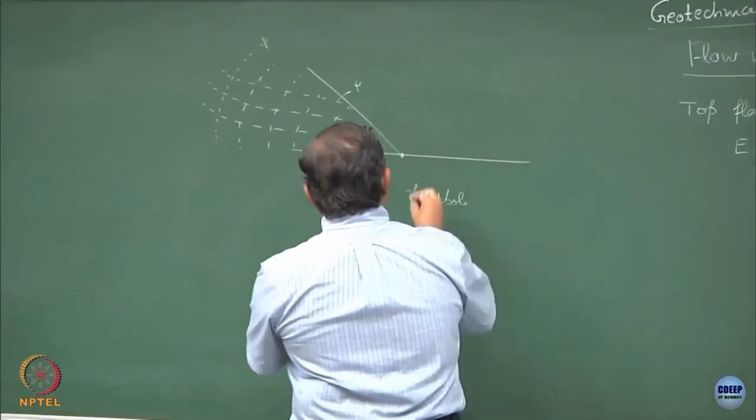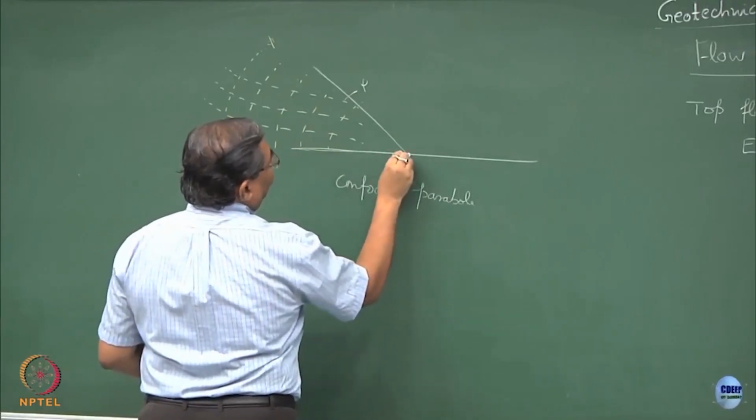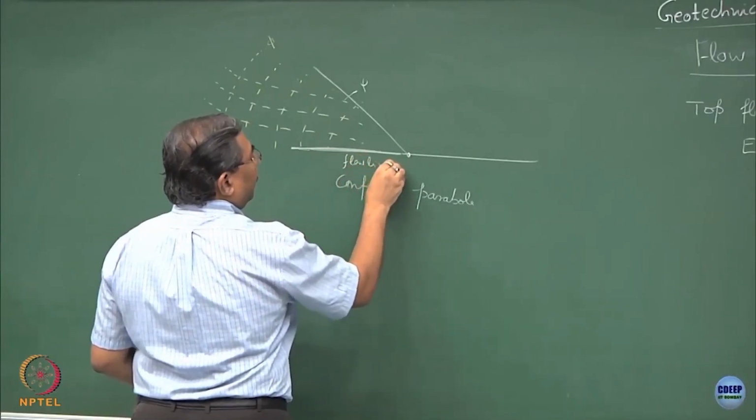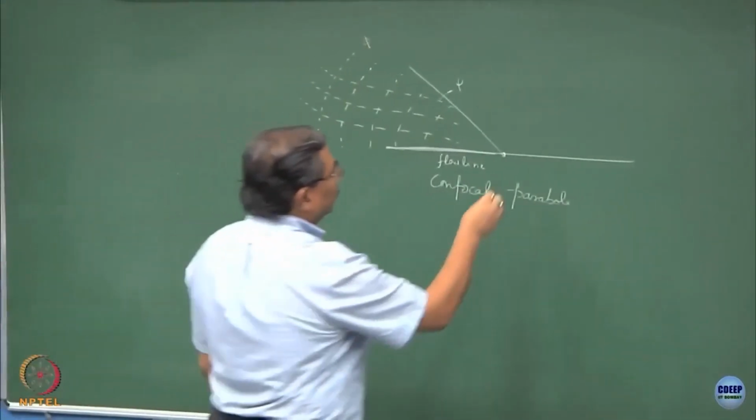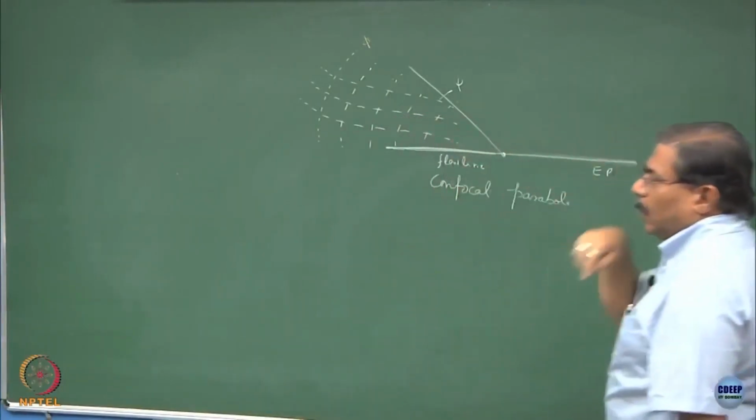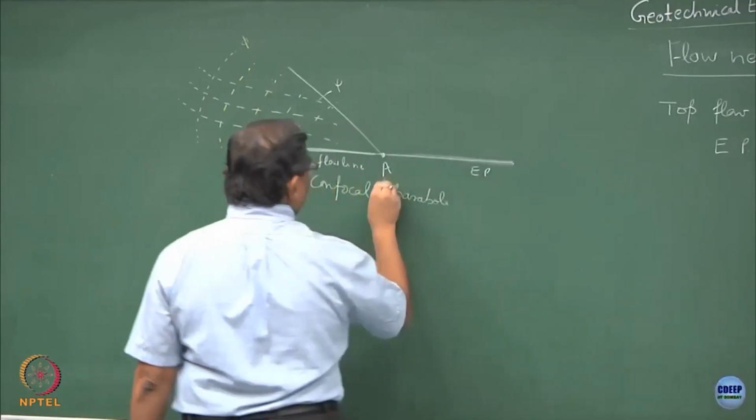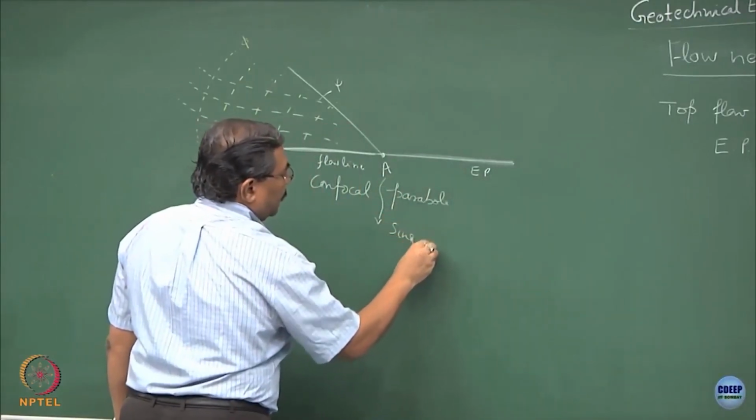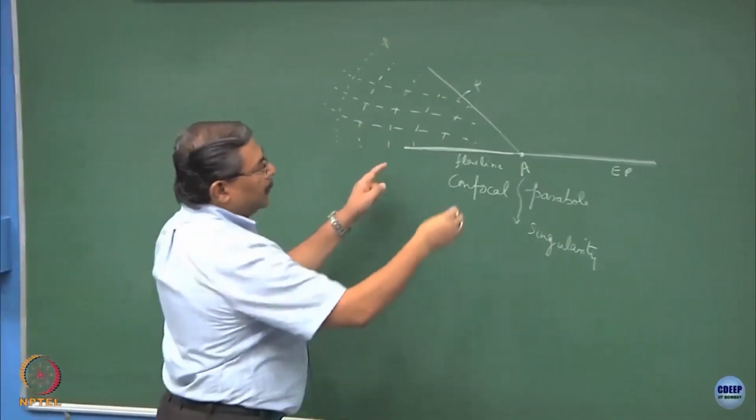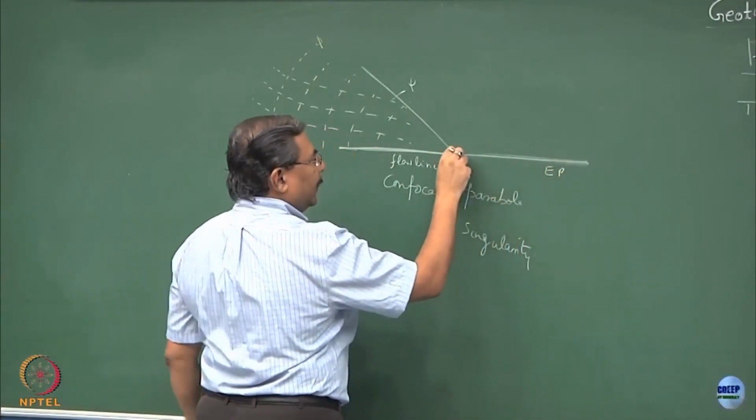Now, suppose I consider this point. This is what is going to be the bottom flow line. And if this is connected to the atmosphere, this is going to be the equipotential line. So, at point A, I have the singularity. That means, on the left hand side I have the flow line, on right hand side I have the equipotential line, and hence point A becomes singular.